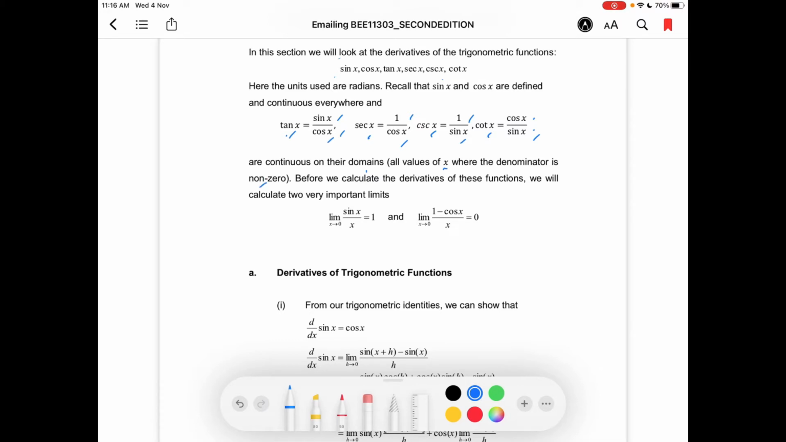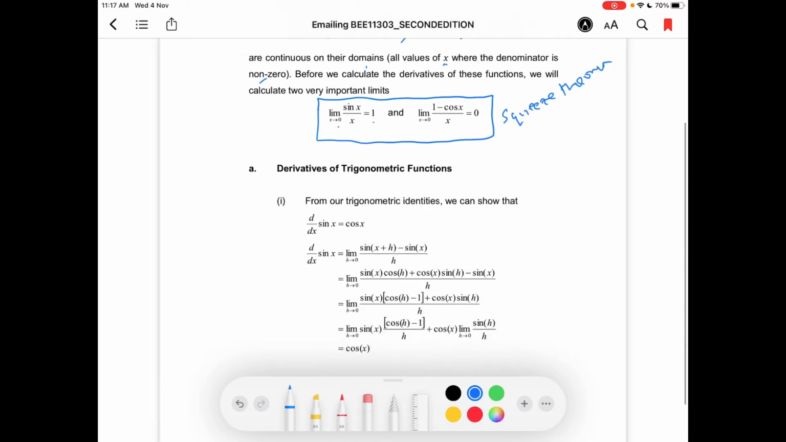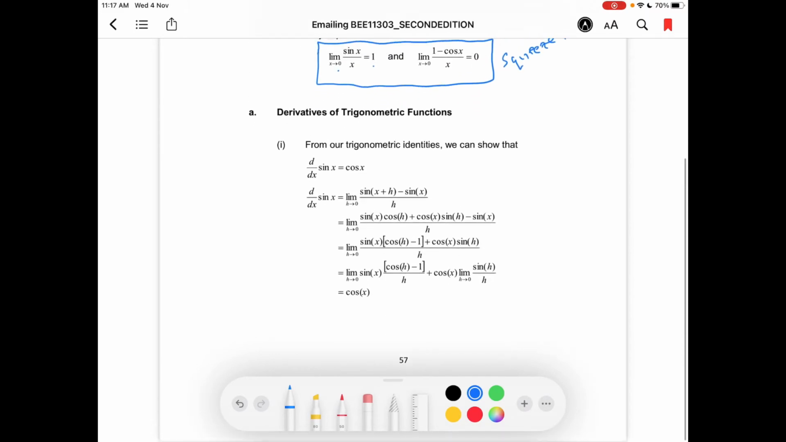And before we can calculate the derivatives of these functions, we already calculated two important limits. This is the squeeze theorem, again squeeze theorem. The limit of sine x over x as x approaches 0 equals 1, and the other one is the limit of 1 minus cos x over x as x approaches 0 equals 0. Okay, now we start with the derivatives of trigonometric functions.